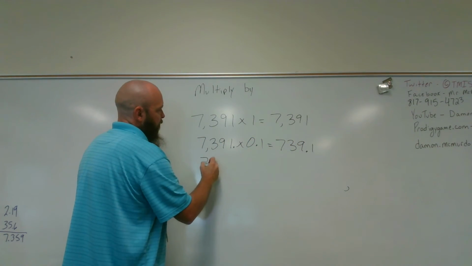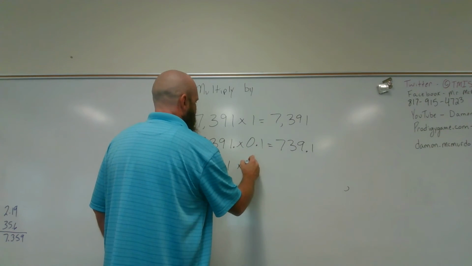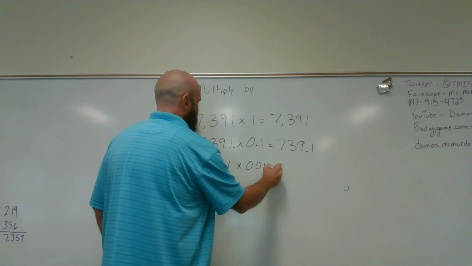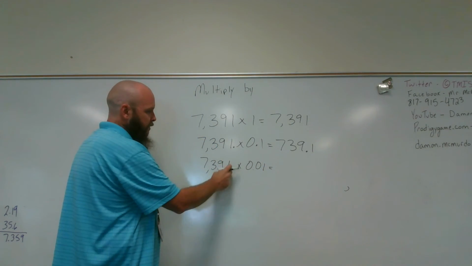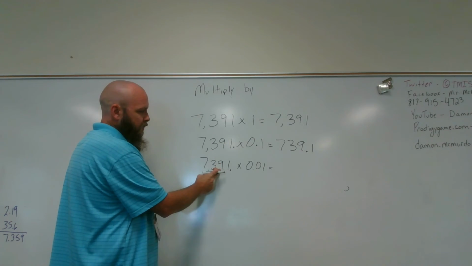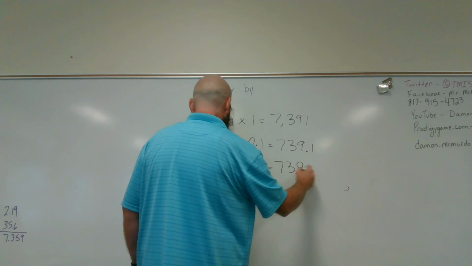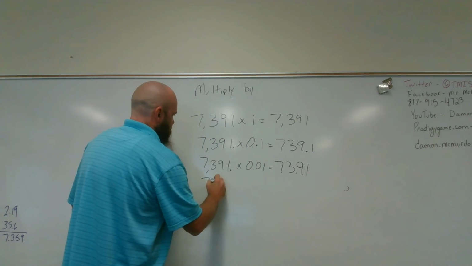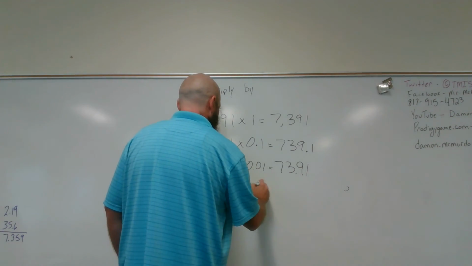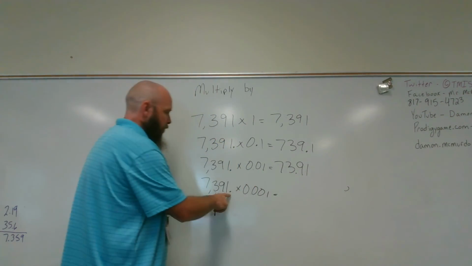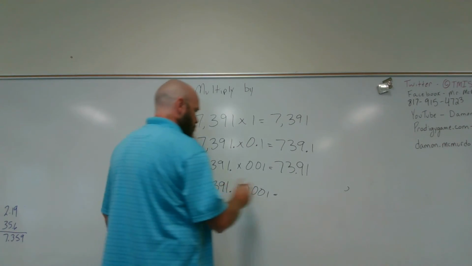If I'm multiplying that number by 1/100th, I have to move the decimal point from where it's at. If it's not visible, it's at the end, 2 places to the left. If I take that same number and I multiply by 1/1,000th, I move it 3 places to the left.